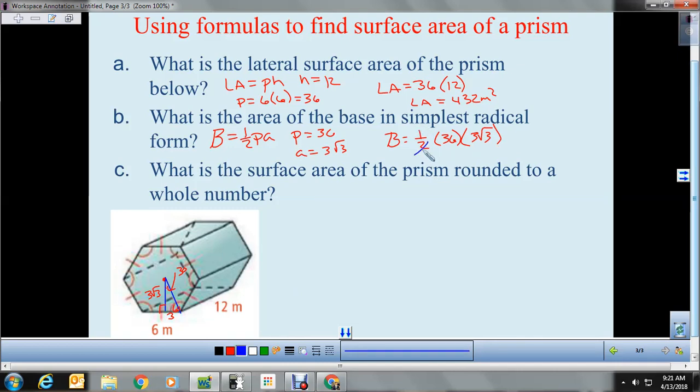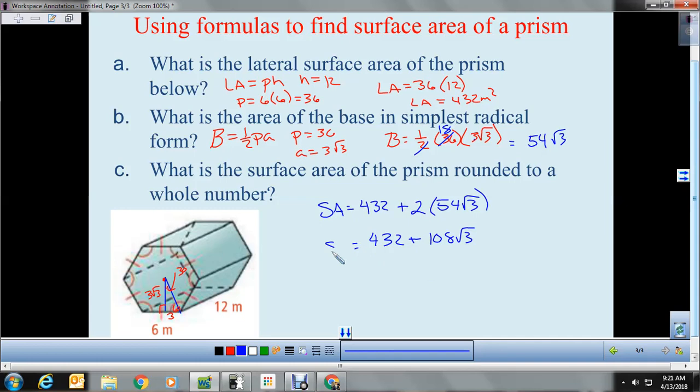Now, 2 goes into 36 18 times, and 18 times the 3 is going to give us 54 radical 3. So that's our second answer. So that's the area of the base. Now, surface area is going to be the lateral surface area, which is 432, plus 2 times the area of the base, which we know is 54 radical 3. So we get 432 plus 2 times 54 is going to be 108 radical 3.